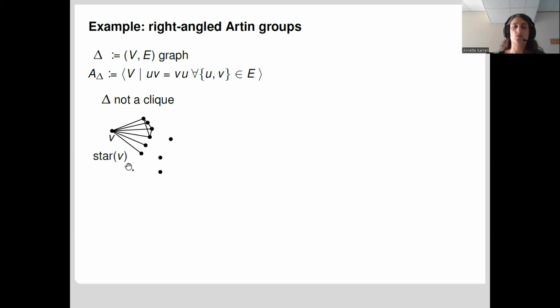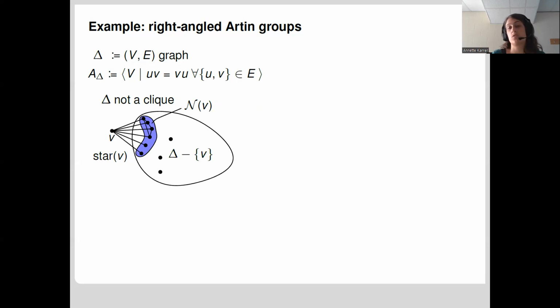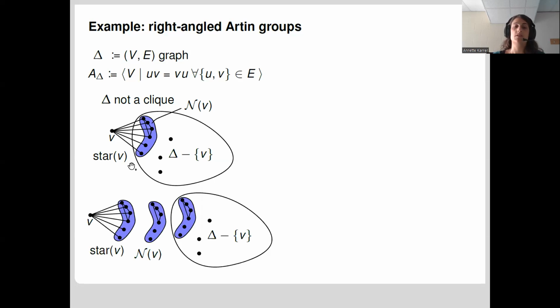Then we can look at the star of v, which is the graph induced by all vertices which are either neighbored to v or the vertex v itself. The neighborhood of v is the subgraph induced by all the vertices in the neighborhood of v. And then we have the remaining graph, which is induced by all vertices except for v. And if we do so, we see that we have decomposed our graph in a nice way, namely into the star of v, the neighborhood of v, and delta minus v. And this is exactly such a case like we have in the example.